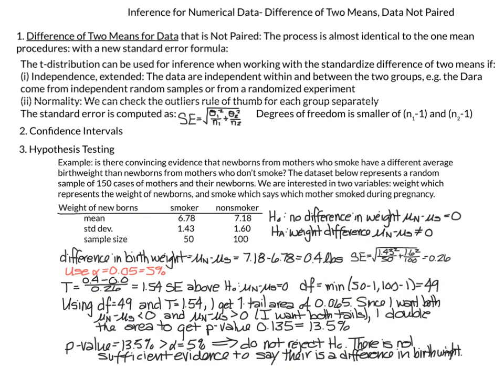To review what we've covered, we looked at the difference between two means when data is not paired. Our t-distribution can be used when we have met independence and normality. We did confidence intervals, and we did hypothesis testing. We actually did at least two, maybe three hypothesis testing examples.